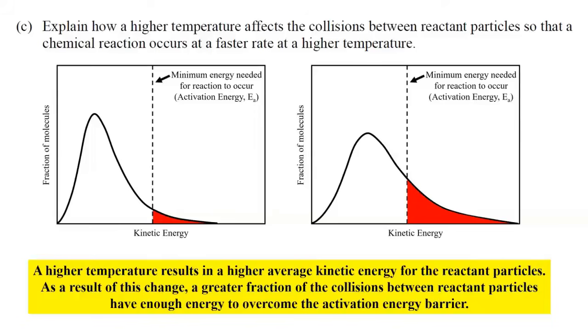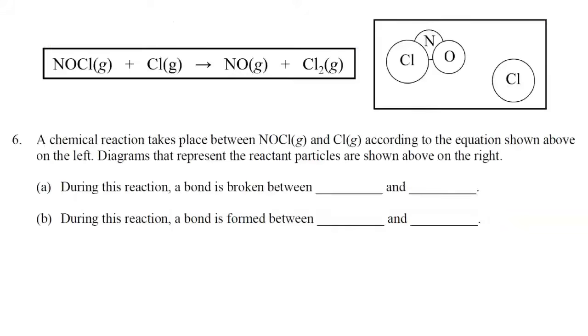So in addition to the energy of the collisions between the reactant particles, another factor that will determine whether or not the collision is successful and leads to the formation of products is the orientation of the particles in three-dimensional space, so that when they collide with each other, will they be oriented properly so that a bond can be broken or a bond can be formed? That's what we're going to take a look at in question 6 of this packet.